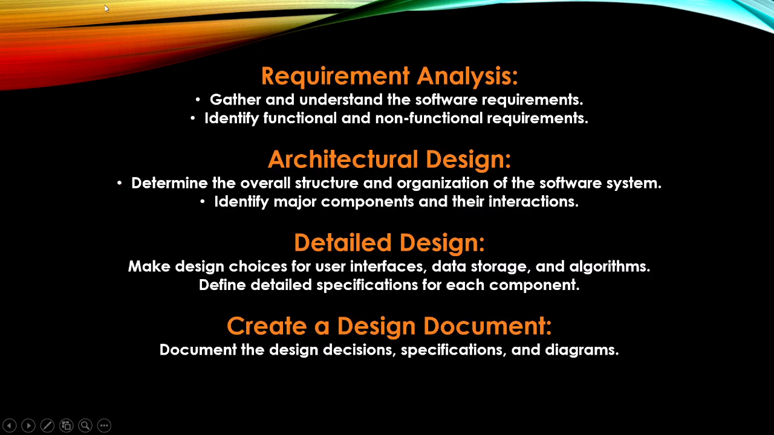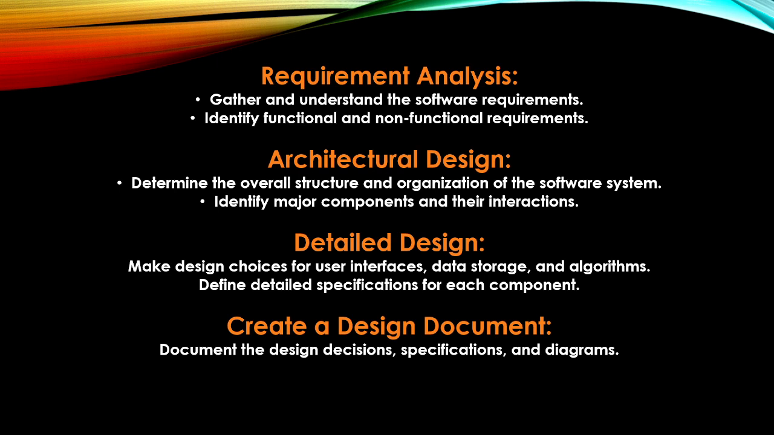Requirement analysis. So the software design process is a systematic approach to creating a detailed plan or blueprint for building a software system. It involves several steps that help translate requirements into a well-structured and efficient software solution. Here is an overview of the software design process. First thing is requirement analysis. Understand and gather the functional and non-functional requirements of the software system. This involves interacting with stakeholders, conducting interviews, and analyzing user needs.